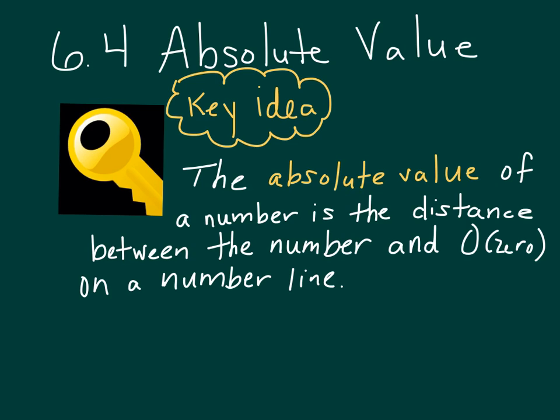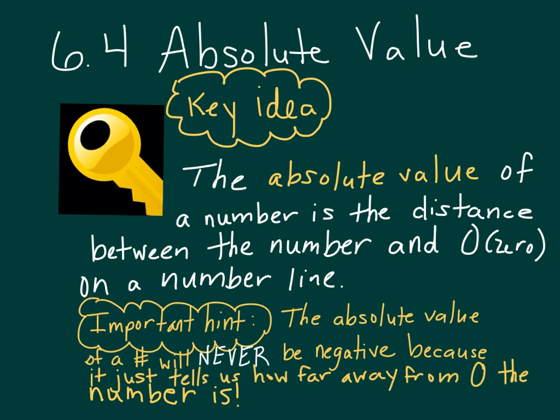In 6.4, we're going to be talking about something called absolute value. And the most important idea here is to understand the words absolute value. The definition is that the absolute value of a number is the distance between the number and zero on a number line.